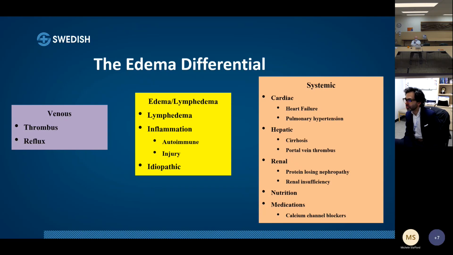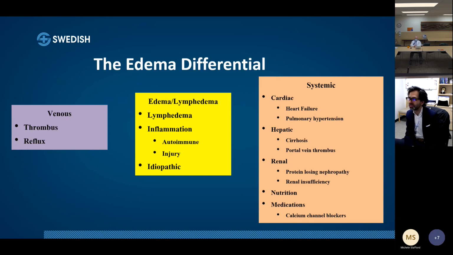Hepatic issues, cirrhosis, portal venous thrombosis, and along with cirrhosis, basically just lack of albumin, so you just lose your oncotic pressure. Renal, I've seen 1 or 2 patients in my time with protein-losing nephropathy, which you can generally diagnose on a UA. Renal insufficiency, so you just have a difficult time with your fluid electrolyte balance. Nutrition can play a role, so if you have a patient who's in general pretty malnourished, again, it's that oncotic pressure that leads to the edema.